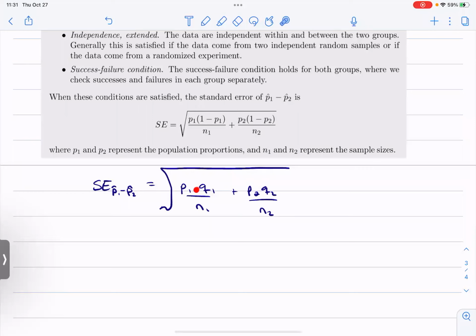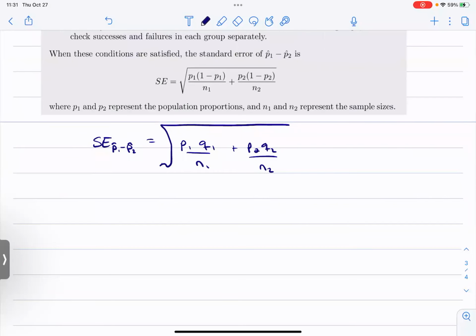We run into the same problem that we had before, right? I don't have the population proportion for group one. I don't have the population proportion for group 2. So we need to find some better way to estimate these things. For a confidence interval, we're just going to use P1 hat and P2 hat, which is exactly what we did in the one sample case.